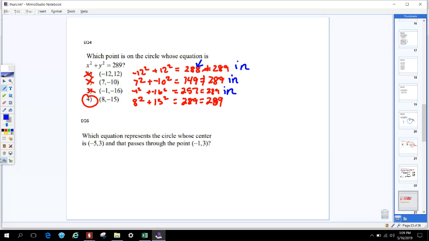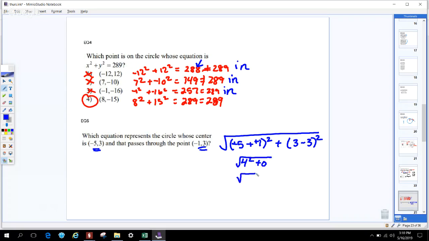Which equation represents the circle whose center is here and passes through this point? This is when we're going to have to do the distance formula to find the radius. I'm going to give you the distance. You know what? I'll do it the right way so people don't get confused. So the distance formula says subtract the x's, square it. Subtract the y's, square it. So this becomes addition. So I'm left with 4 squared plus 0, which gives me 16 plus 0, which gives me a radius of 4.